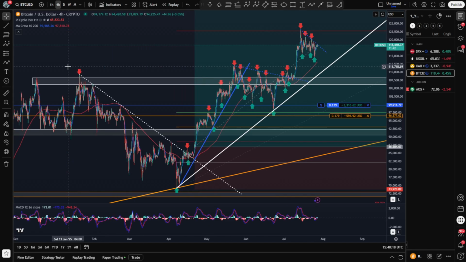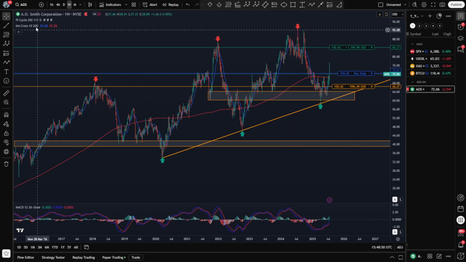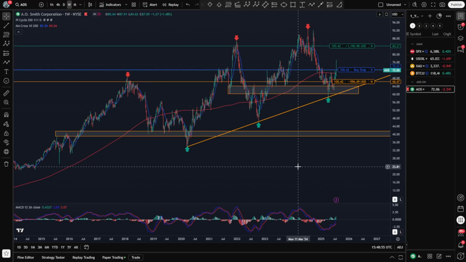Yeah, that's all I have also for Bitcoin. Then last but not least, I have this special add-on with the single stock I want to show you. Yeah, the stock I'm talking about is AOS Smith Corporation. I was choosing this stock because of the past price structure and the similarity to the current situation.